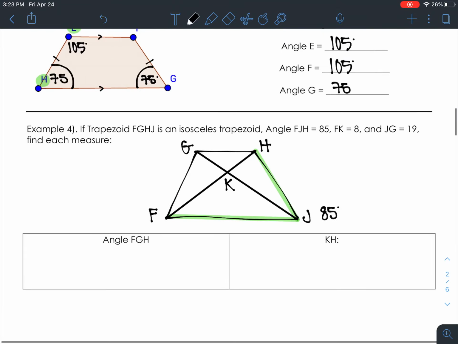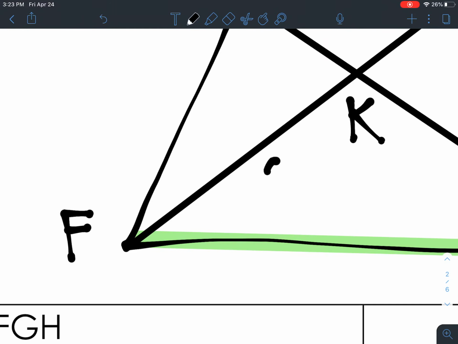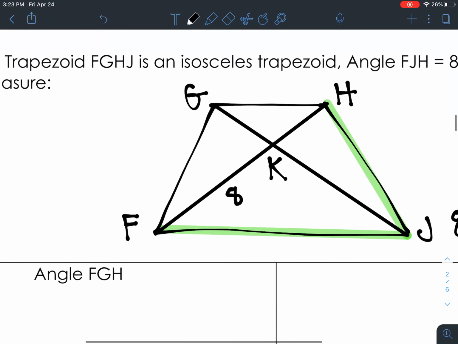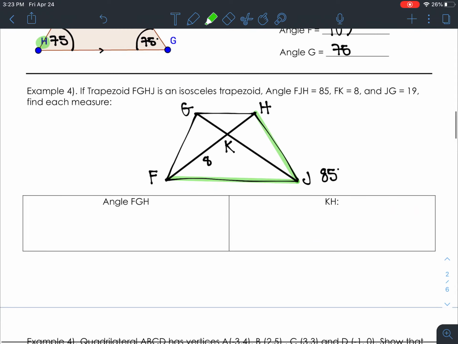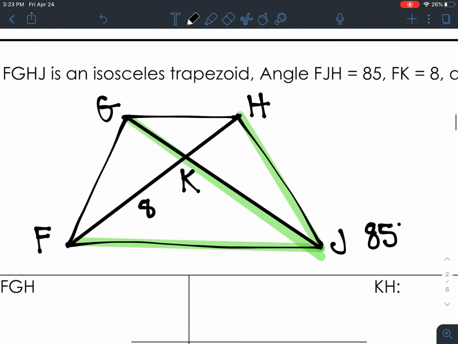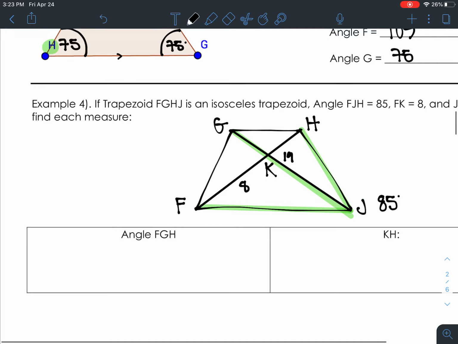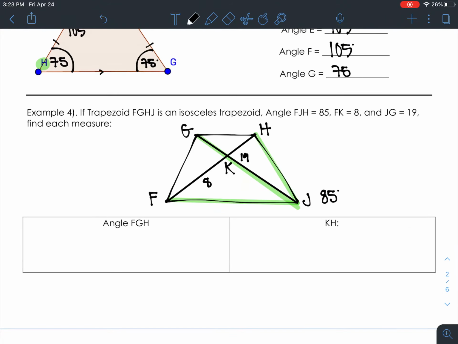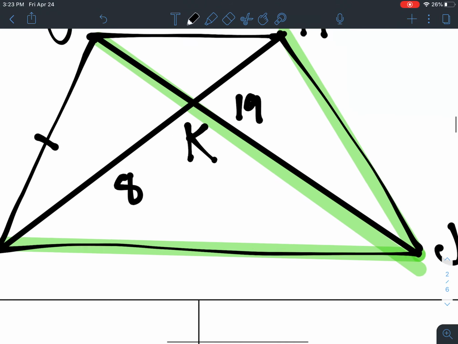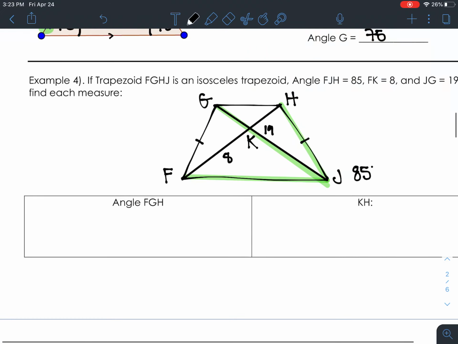Okay, that's what that's saying. It's saying that FK is 8, so this entire segment is 8. But then it's saying that this full segment of GJ is 19. So I don't know exactly how we're going to write that in there, but that full segment is 19. We're also given that it's an isosceles trapezoid, which means that this segment has to be congruent to this segment.